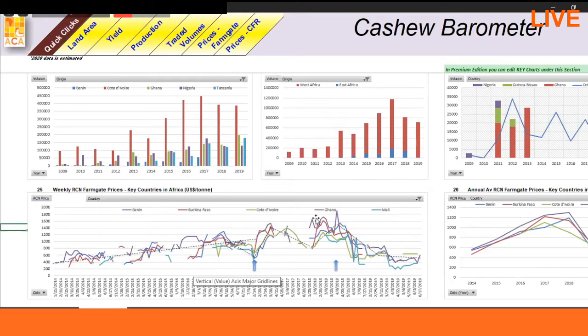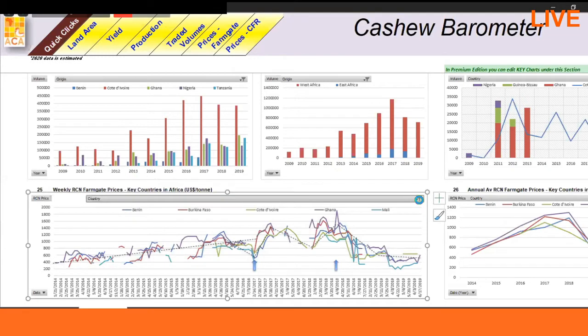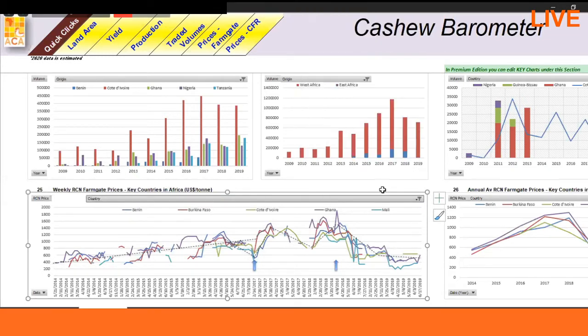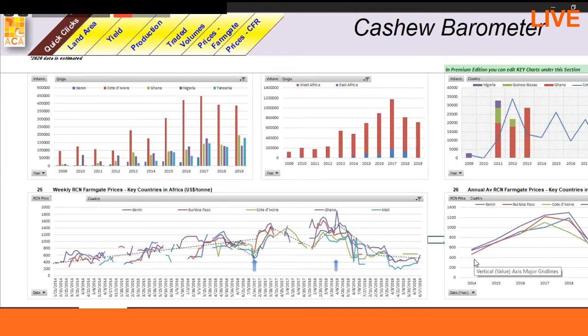And so we are showing a few countries, but you can also decide which countries in the database you want to use in analyzing the data or even in preparing a particular chart. Here we have the weekly prices, but then also on the right, we have the annual price information, the average annual prices based on the weekly prices that are indicated here.